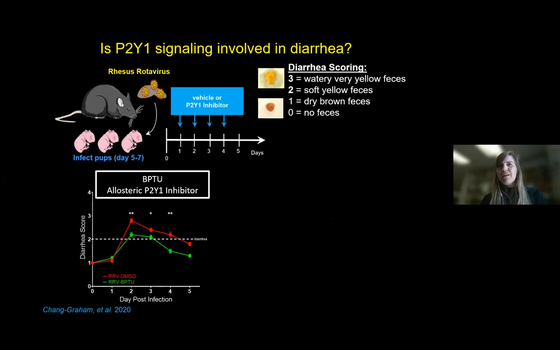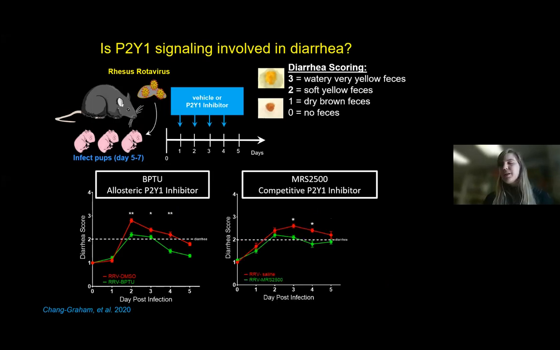Furthermore, when you look into using a more competitive P2Y1 inhibitor known as MRS-2500, we also see a similar trend where we have a significant decrease in the diarrhea score within our MRS treated groups in green compared to the PBS in red.